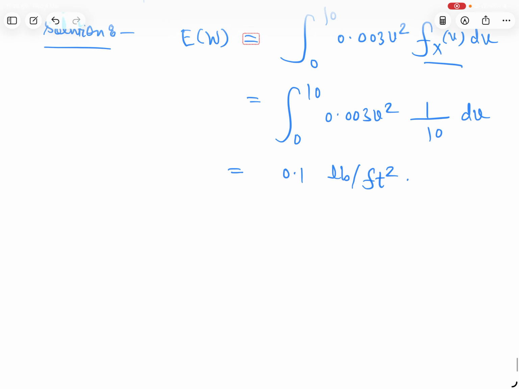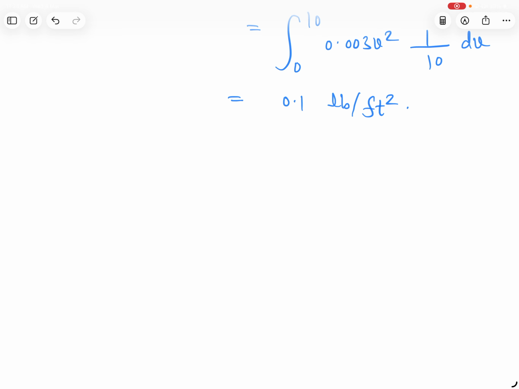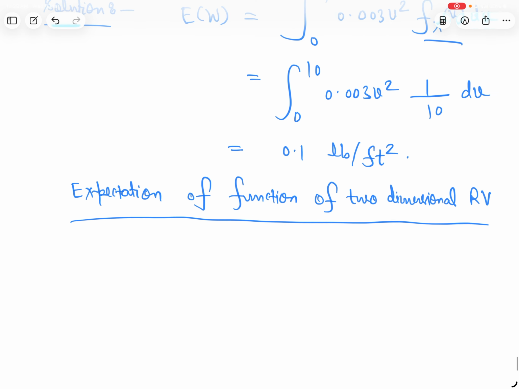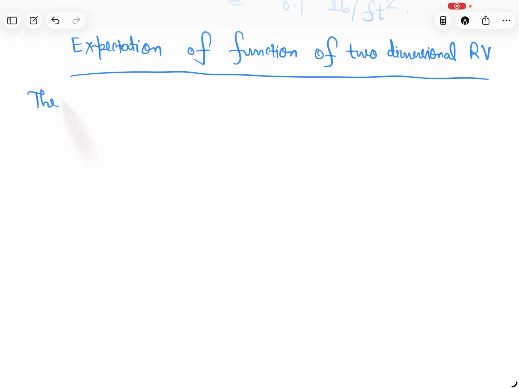Now, expectation of function of two-dimensional random variable. Okay.